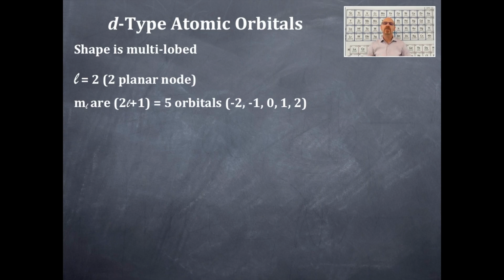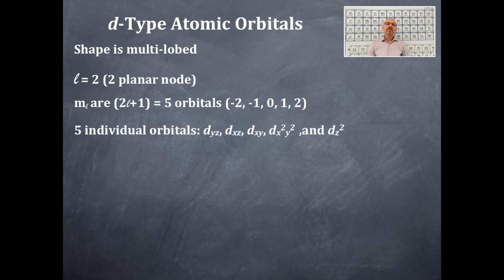Now, with the S-type orbitals, we had 1 orbital. With the P-type orbitals, we had 3 orbitals. With the D-type orbitals, we have 5. What is the next number? You're going to think about that for the F-type. All right, so the 5 individual orbitals have these labelings.